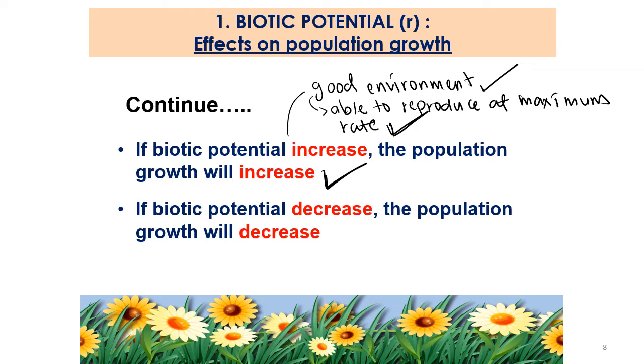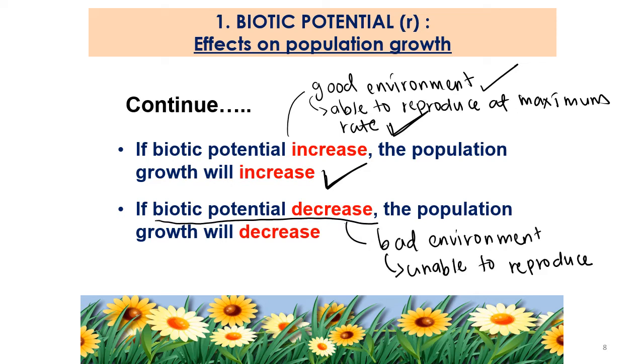But if the biotic potential decreases, it means that the population is living in a bad environment and they aren't able to reproduce at maximum rate. So the population growth will decrease.